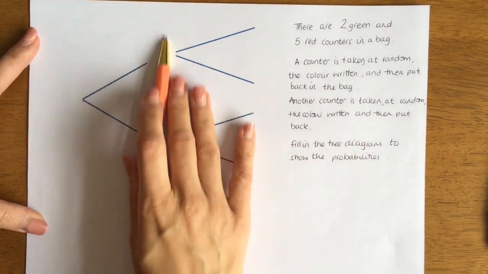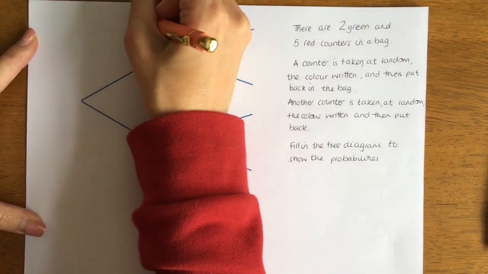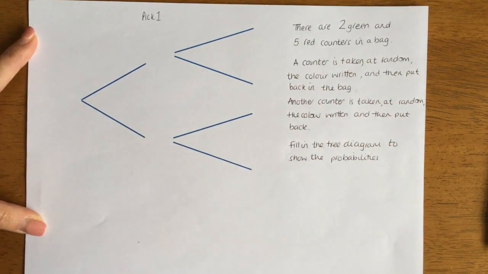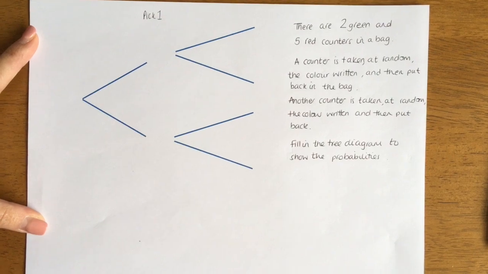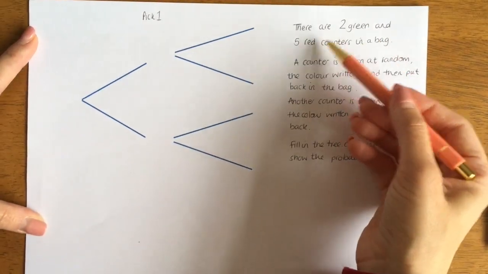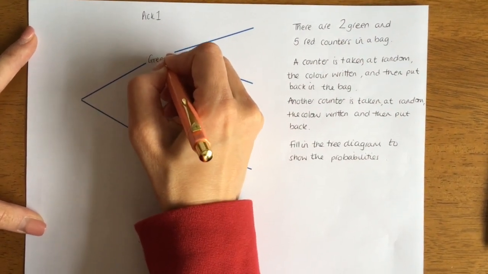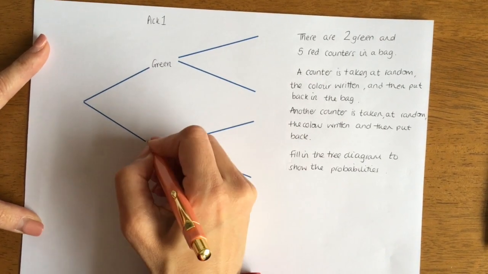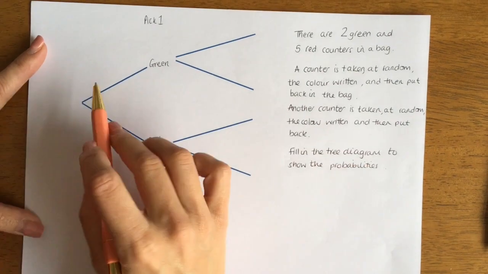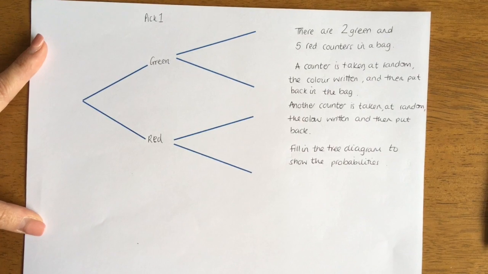So these are branches on our tree diagram. This is for pick 1, this part here when they choose the first counter. If you imagine it, I put my hand into a bag, I could pick either a green or a red. So that's what I'd write on the end of the branches: what I'm likely to get. On the branches here, this is where I'm going to write the probability of actually getting one of those.